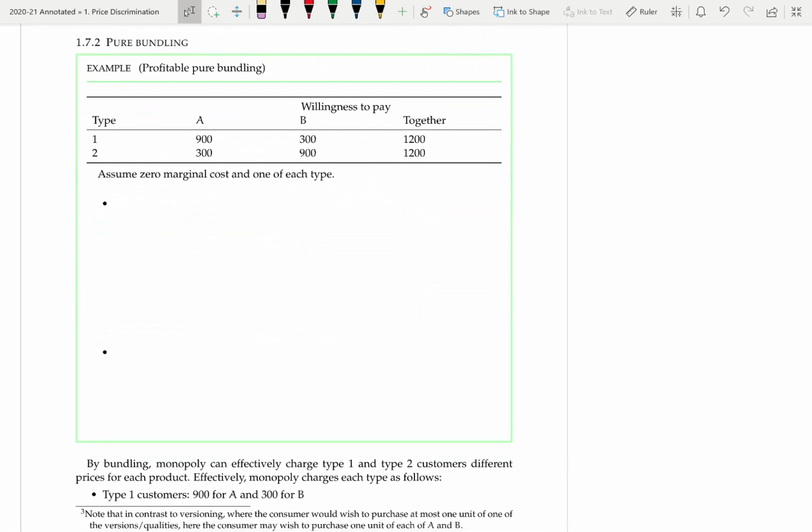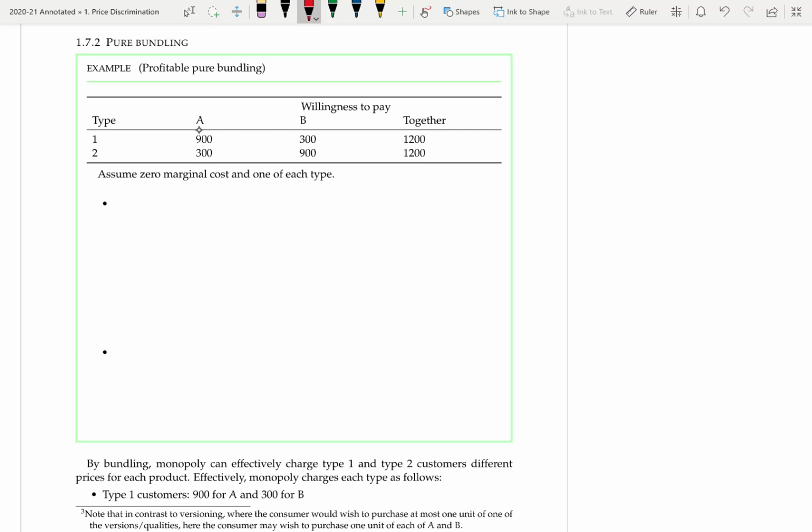So let's look at an example to see why bundling might increase a monopolist's profits. So in the table, we have two types of consumers, type 1 and type 2. We have the two goods, A and B, and we have the consumer's willingness to pay for each of those goods. So consumer 1 is willing to pay more than consumer 2 for A, and consumer 1 is willing to pay less for good B than consumer 2. Together, they're willing to pay the same amount.